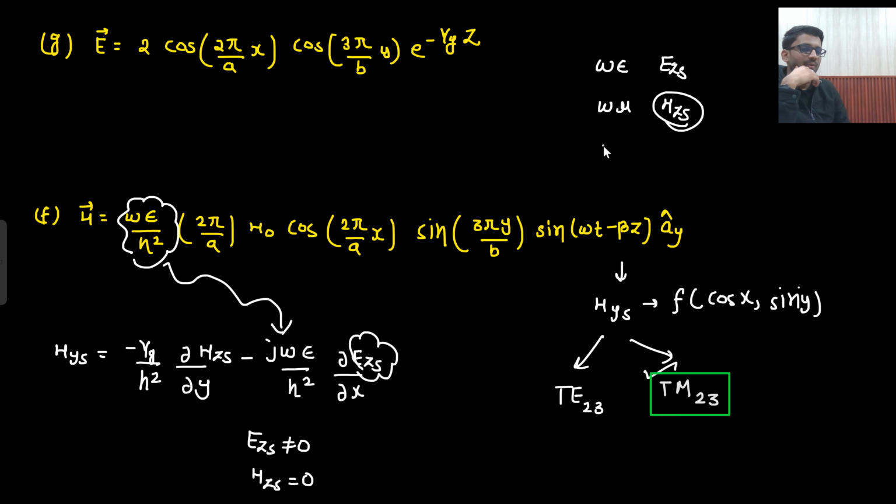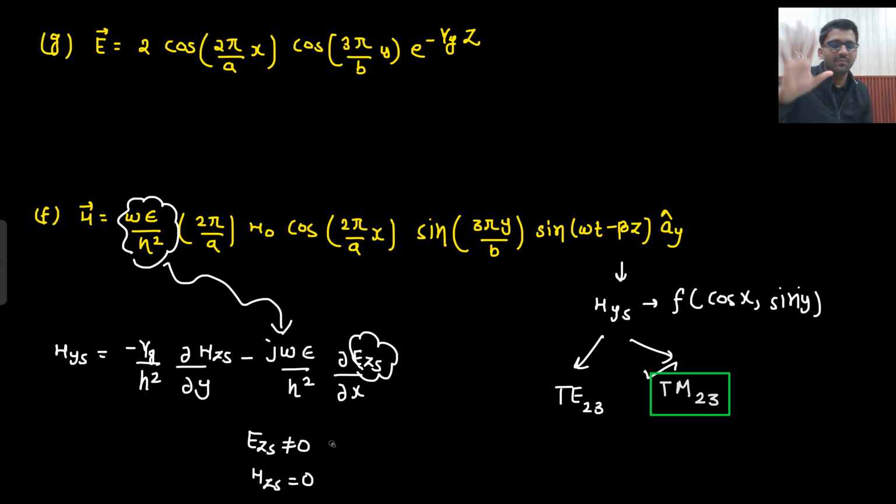Because if you remember the expression, j omega mu upon h square, del by del something here, HZS would come. So if I see omega mu, then HZS is existing. And if I see omega epsilon, that means EZS is existing. Are you getting this point? So a very good thing. So this is the best level they can go. Let's see this one. This is easy only.